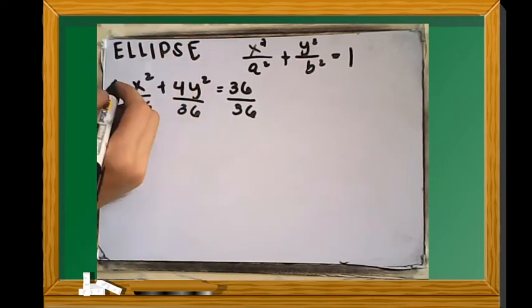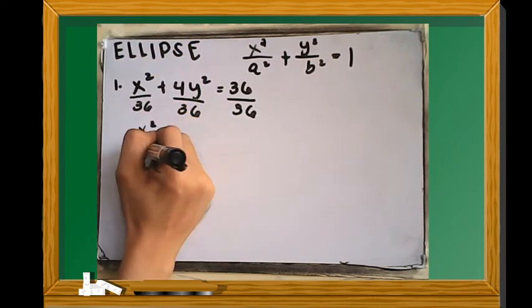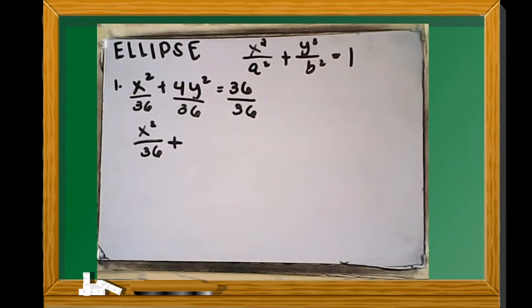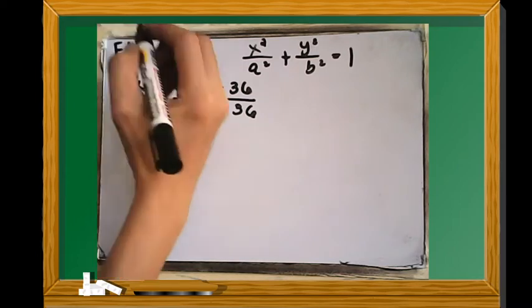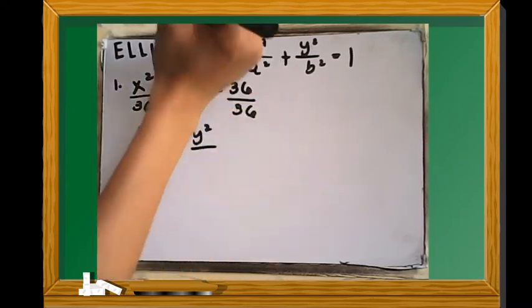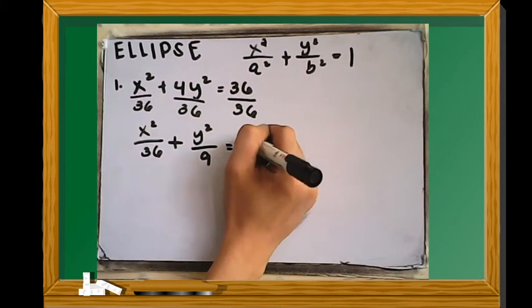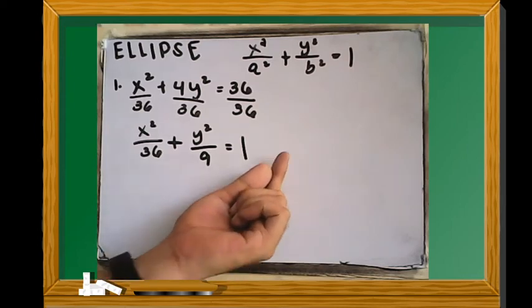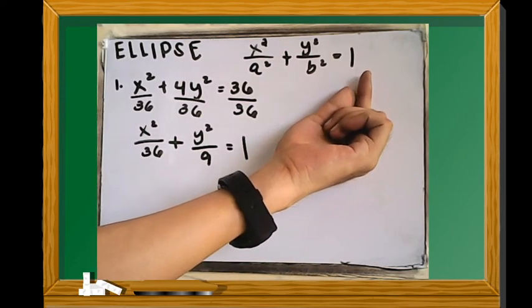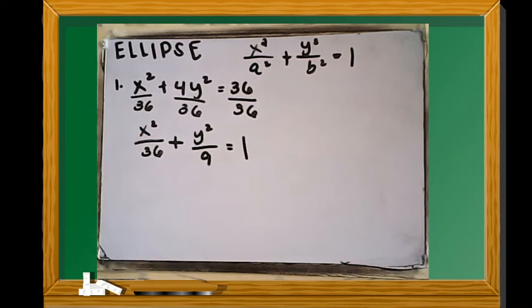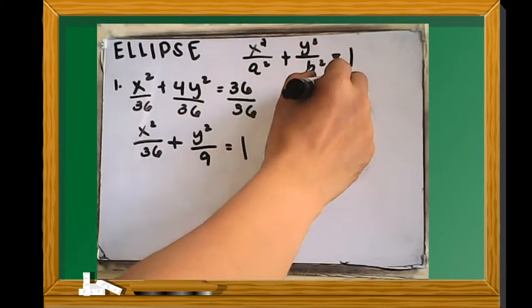So x squared over 36 is just x squared over 36. And then 4y squared divided by 36 is y squared over 9, equals 36 over 36, which is 1. So here, 1 na yung nasa right hand side natin. And also, the expression on the left hand side is in this format, so it means this is already in this form.